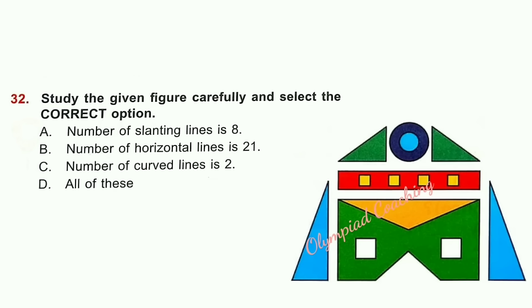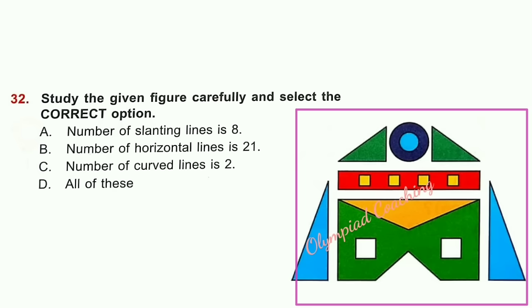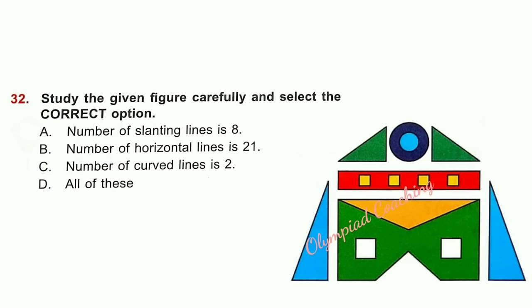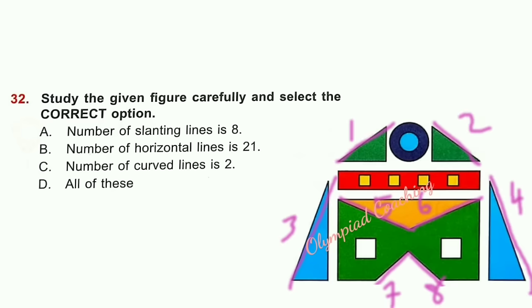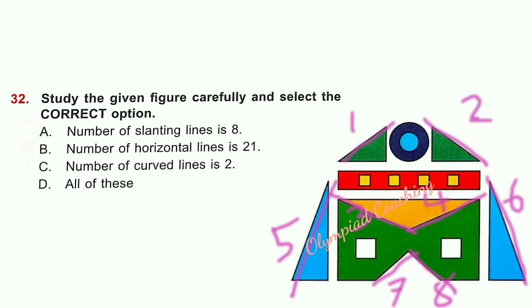Question number 32. Study the given figure carefully and select the correct option. This is the given figure. Let us check the options. Option A: number of slanting lines is 8. Let us count the slanting lines. 1, 2, 3, 4, 5, 6, 7, 8. These are the slanting lines. Clearly, these are 8 slanting lines. So this statement is correct.